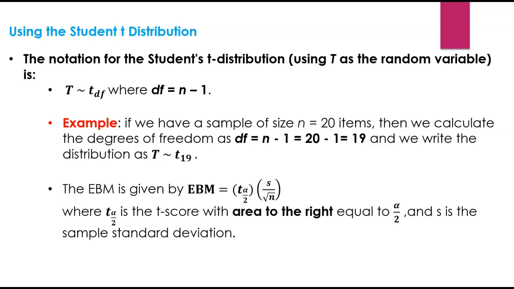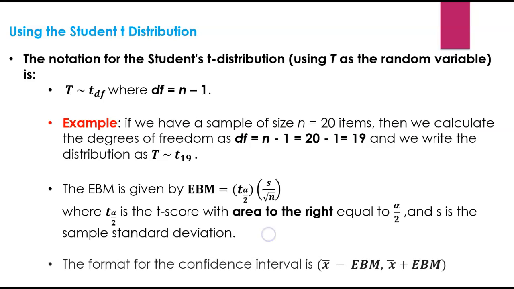The error bound for the mean is given by t sub alpha over 2, so you'll see that's almost the same thing as our z-score, except we will have to calculate it differently, and we have s divided by the square root of n, where s replaces sigma, since we do not know the standard deviation of the population. The t-score, like in our previous examples, represents the area to the right equal to alpha over 2, and s is the sample standard deviation. The format for the confidence interval is the same as we did with the normal distribution, x bar minus EBM, comma, x bar plus EBM.